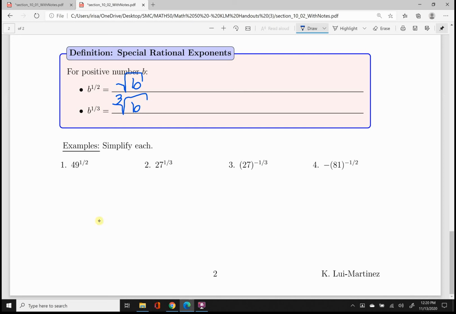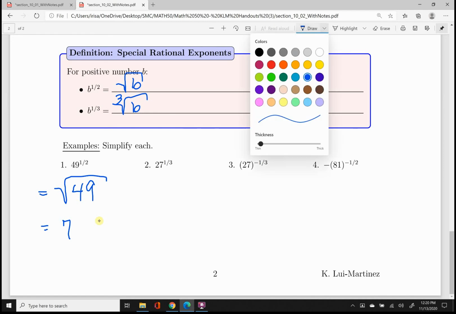We're going to start by rewriting it with its root structure. So this 49 to the 1/2 power is also representable as the square root of 49, which we all know is 7, I hope, because you know that 49 is a perfect square number. It can be rewritten as 7 squared. The square root and the square root cancel, and we're left with just a 7. Okay.